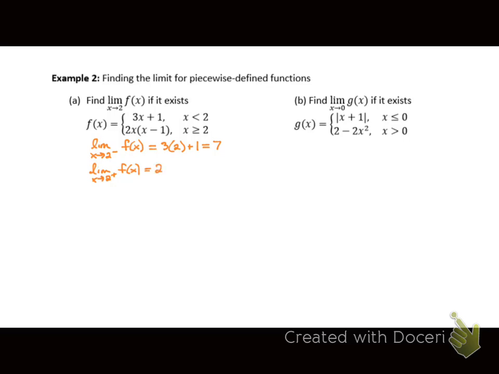So we're going to have 2 times 2 times 2 minus 1. Well, 2 times 2 is 4. 2 minus 1 is 1, so 4 times 1 is just 4. So if you notice, the left-hand limit and the right-hand limit are not the same. So the limit as x approaches 2 of f of x does not exist.